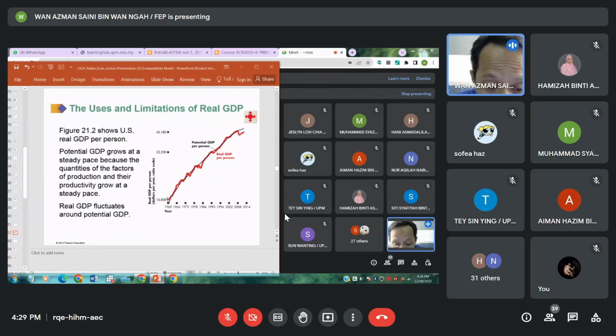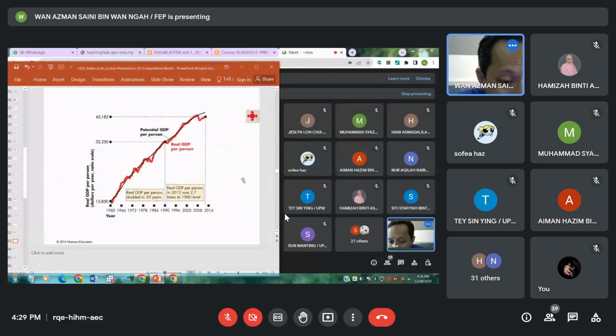So if you plot, you're going to get something like this. This is the actual one. So the actual can be more or less than potential GDP. I would say potential GDP is the ideal level of output, the ideal, the best, the optimum level of output that can be sustained in the long run. But this is predicted by the models. If you plot, then you're going to get something like this.